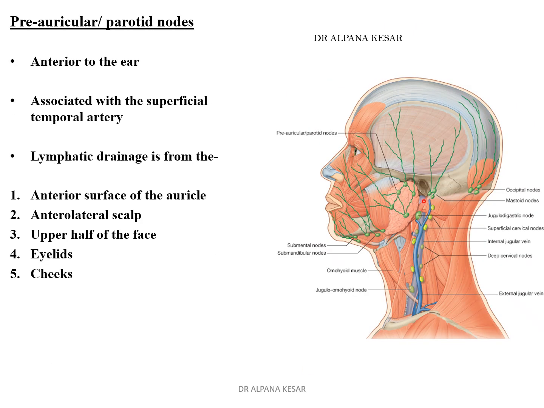Parotid group of lymph nodes. These are the parotid group of lymph nodes, also known as preauricular lymph nodes, as they are located just in front of the ears. They are associated with the superficial temporal artery and receive lymphatics from the anterior surface of the auricle, from the anterolateral area of the scalp, from the upper half of the face, forehead, eyelids, and cheeks.